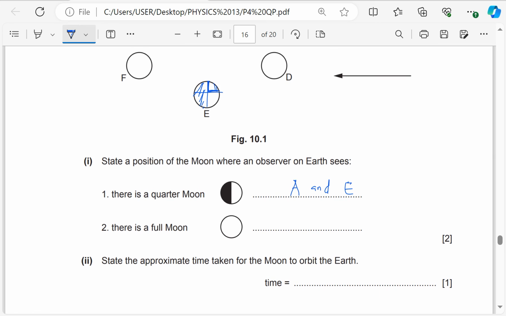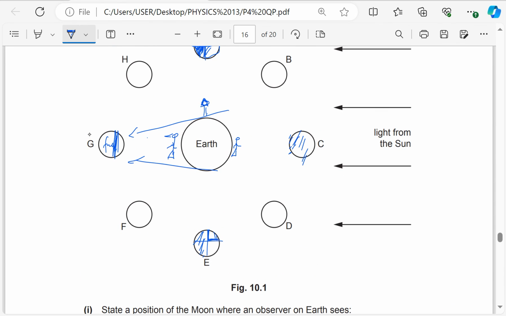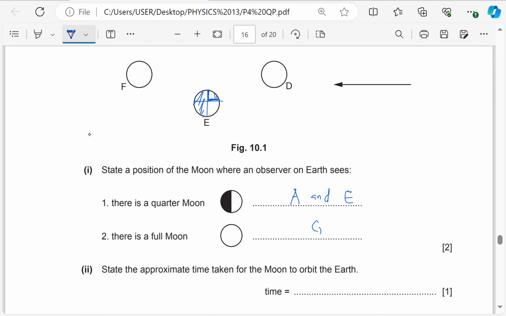Then there is a full moon. Of course, full moon is automatically going to be in position G because the whole part which is facing you is illuminated by the moon. So that is going to be a full moon.